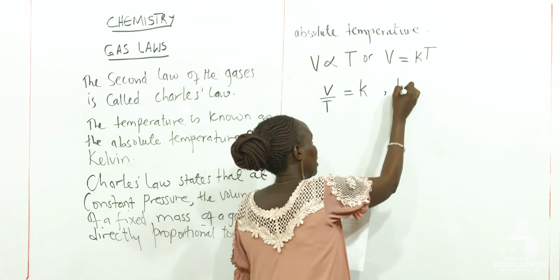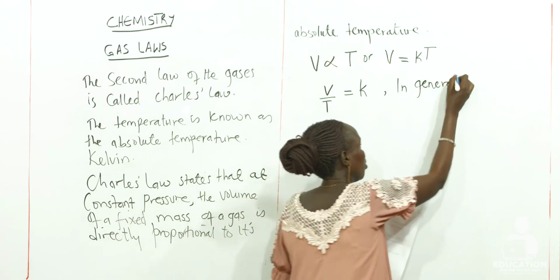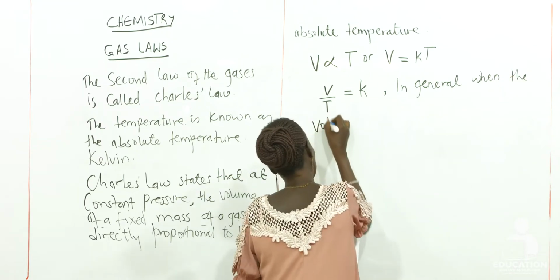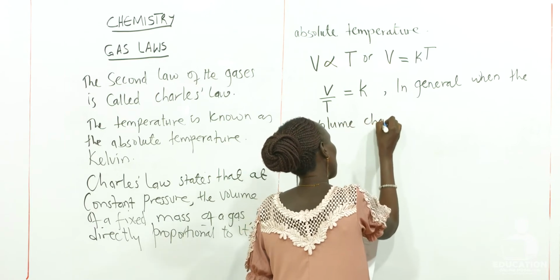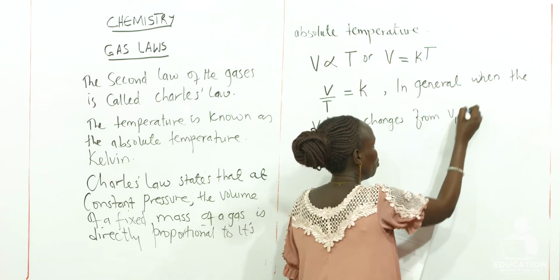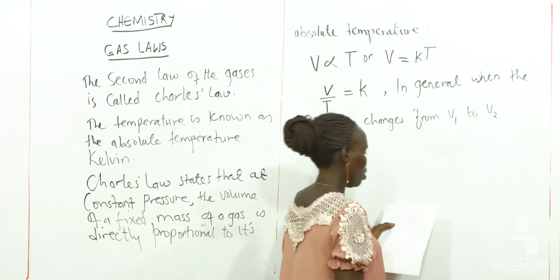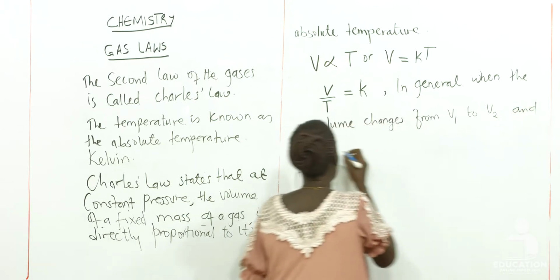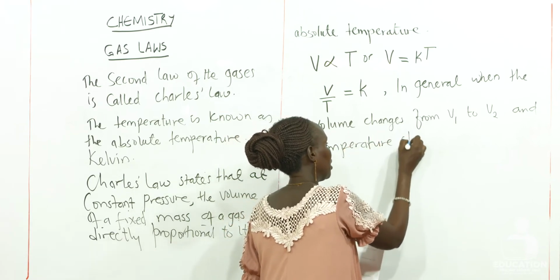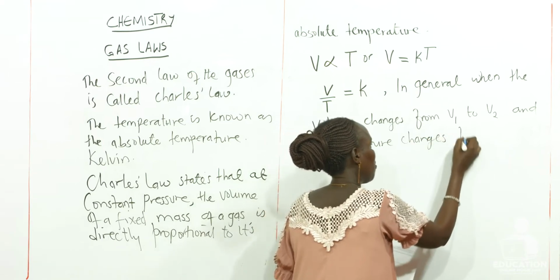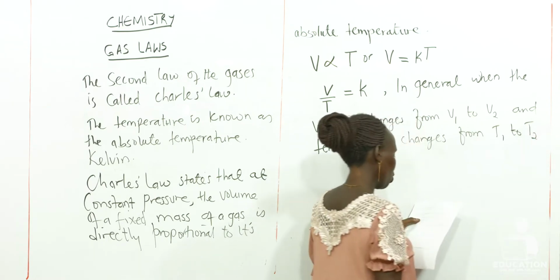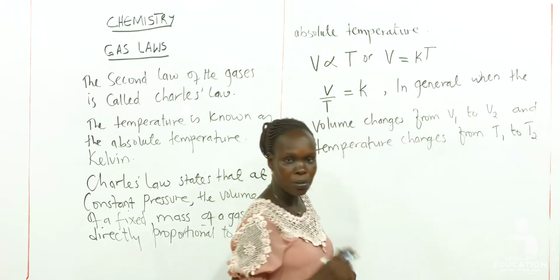So in general, when the volume changes from volume 1 to volume 2, and the temperature changes from temperature 1 to temperature 2, the equation becomes like this.